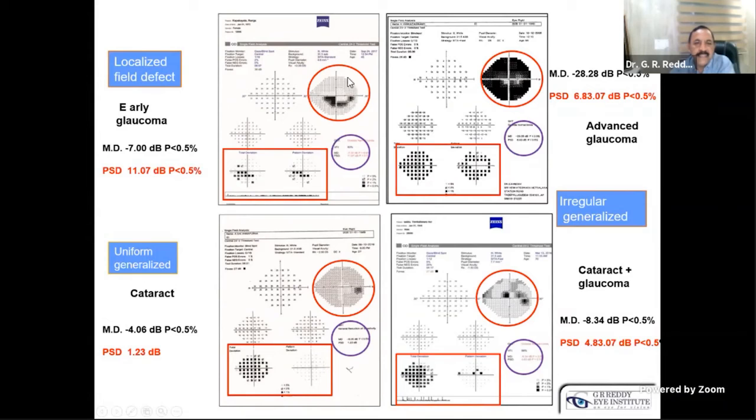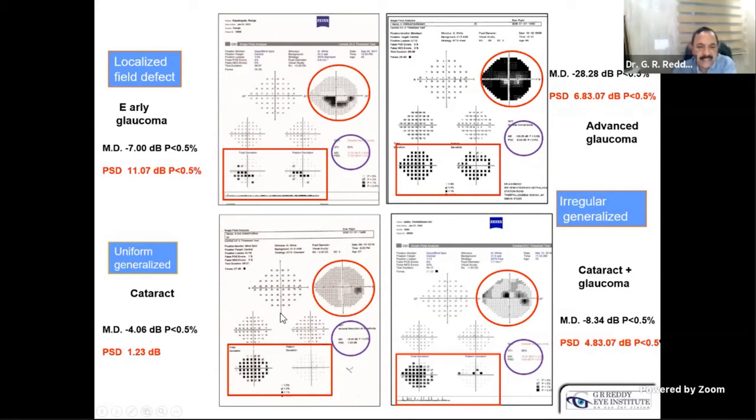Take, for example, this is the grayscale, localized scotoma, PSD will be abnormal. Irregular, this is both eyes, the irregular generalized depression, and PSD is also significant. So whenever there is a significant PSD, you see irregular. Whenever there is irregular, you find a scotoma in the pattern plot. Here you see irregular, and you see the pattern, the irregular localized, because of the localized scotoma and then irregular loss, and PSD will be significant.